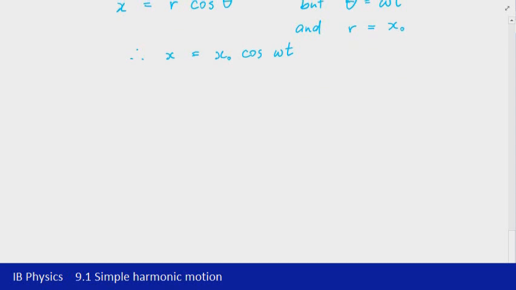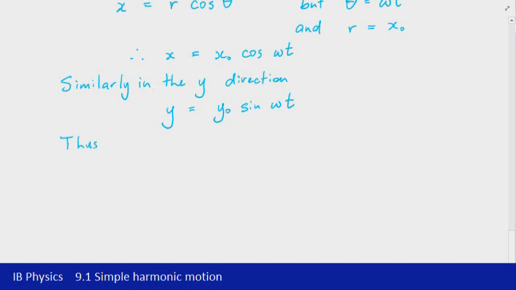And we could do the same sort of thing in the y direction. I won't go through the full explanation of it, but similarly in the y direction we would have that y is equal to y naught sine omega t. Now hopefully you can recognize that both of those equations look similar to the ones that we were dealing with in the previous video. So what we can identify then is that perpendicular components of circular motion can be treated as simple harmonic motion.